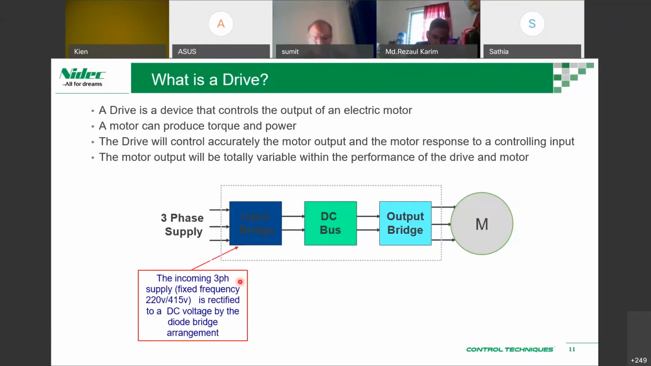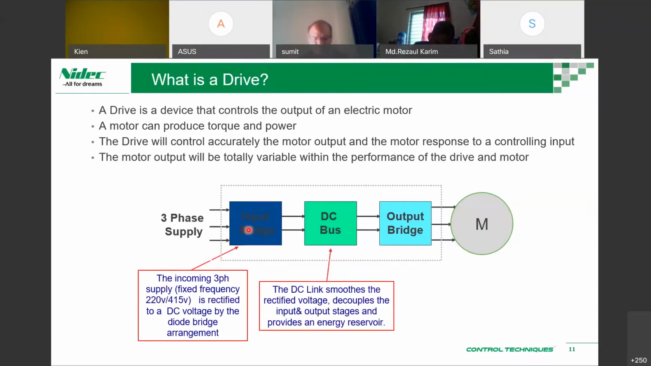As I explained earlier, we have the input bridge. The three-phase incoming supply is rectified. This is a bridge rectifier into a DC voltage. Then you have the DC bus.